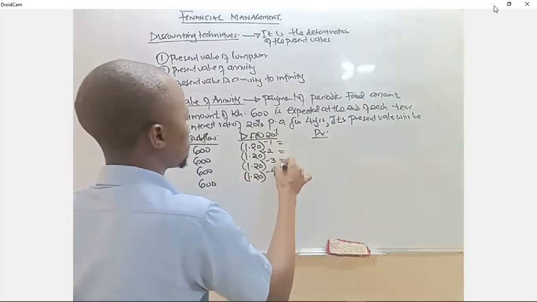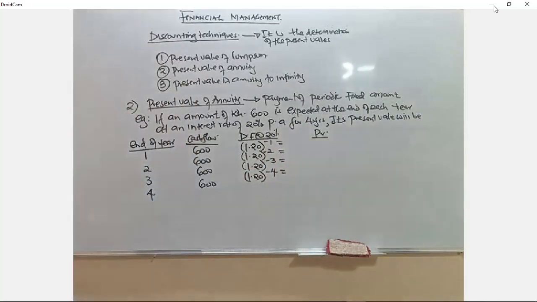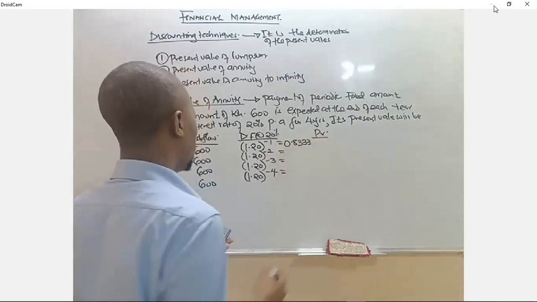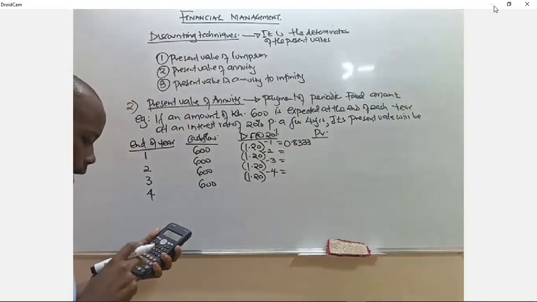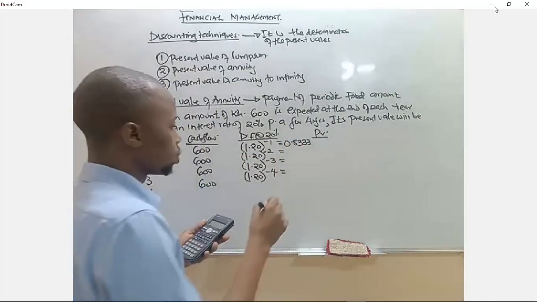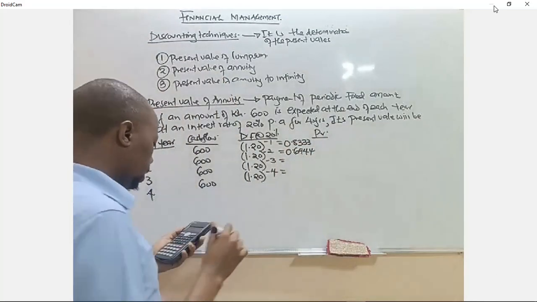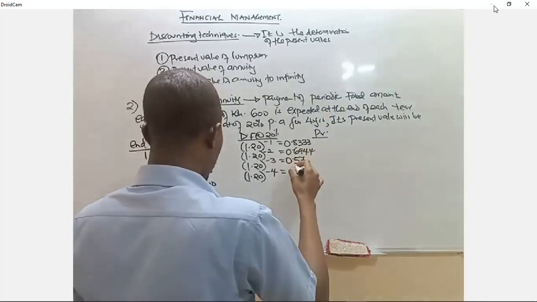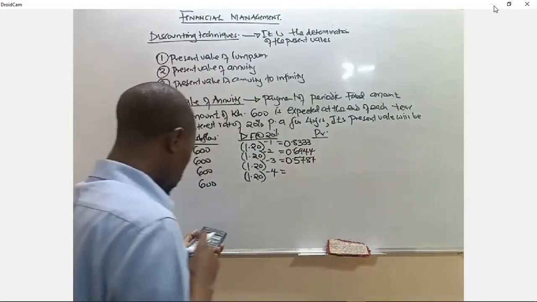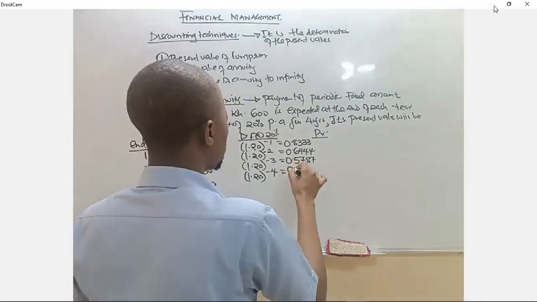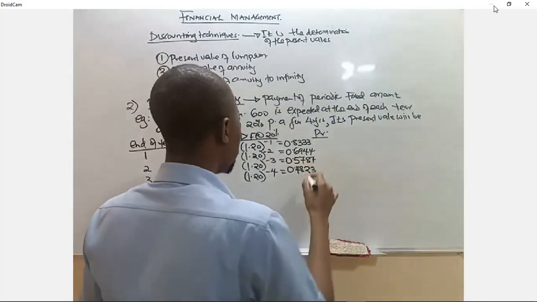So how much is this? What is the present value interest factor of annuity? In this case, 1.20 raised to negative 1, I'm getting 0.8333, right? What about the second one? 1.20 raised to negative 2, I'm getting 0.6944, because I said 4 decimal places. The other one will be 0.5787, right? And then the last one will be 1.20 raised to negative 4. We are getting 0.4823.